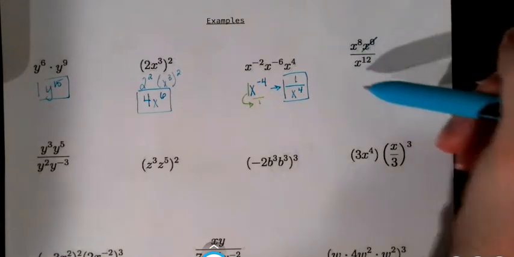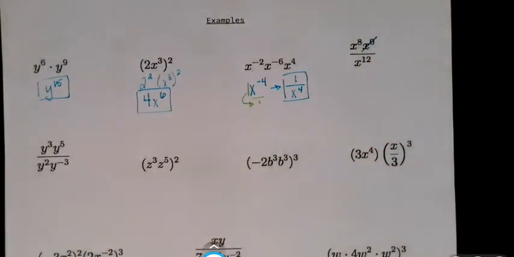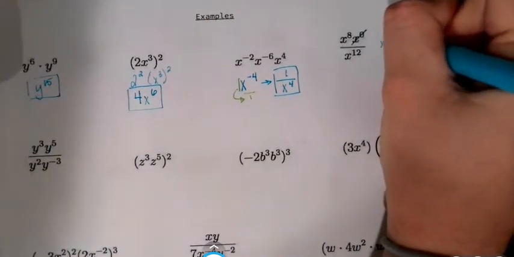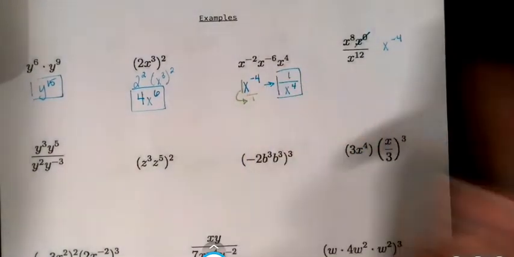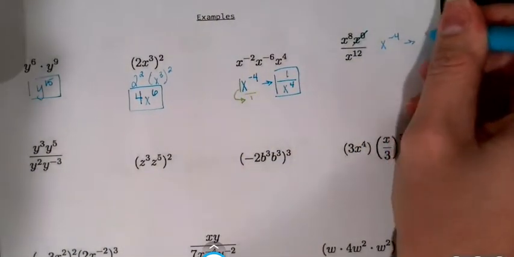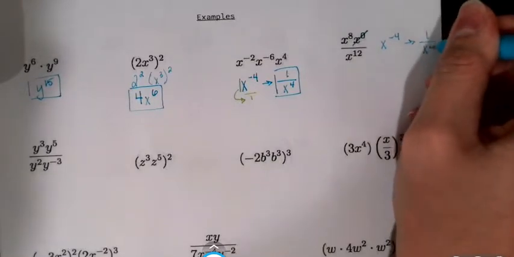Now that I have a fraction, I want to use my quotient rule. And so I'm going to do my top exponent minus my bottom exponent, and that would give me x to the negative 4th. And then again, I can't leave a negative exponent in my simplified answer, so I want to change that to 1 over x to the positive 4th.